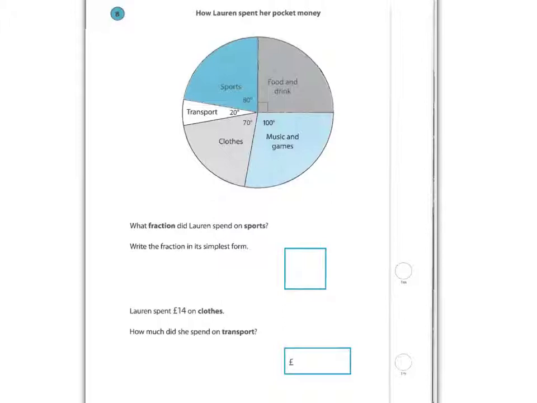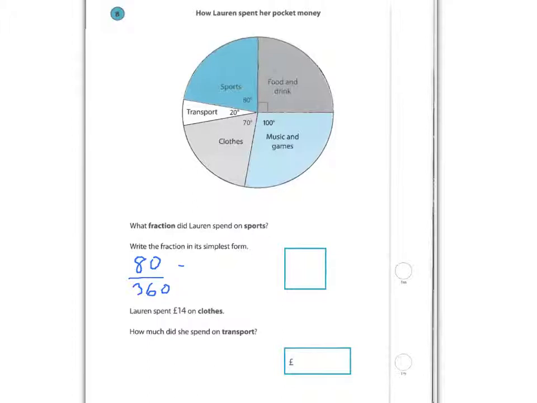This is a pie chart showing how Lauren spent her pocket money. The first question says, what fraction did Lauren spend on sports? And underneath then it says, write this fraction in its simplest form, and this is the bit that sometimes people forget to do. So, the fraction she spent on sports in its unsimplified form is 80 out of 360, because it's 360 degrees in a pie chart.